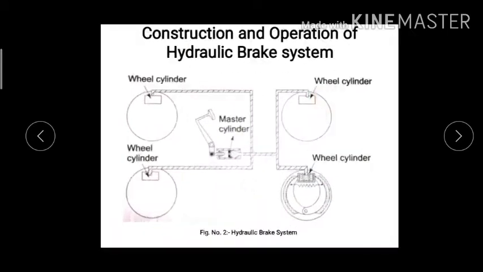So you can see that whenever this piston pushes, it pushes the brake shoe, and that brake shoe pushes outward and touches the brake drum, and the motion of the brake drum is stopped. So this is what happens whenever the pedal is pressed.